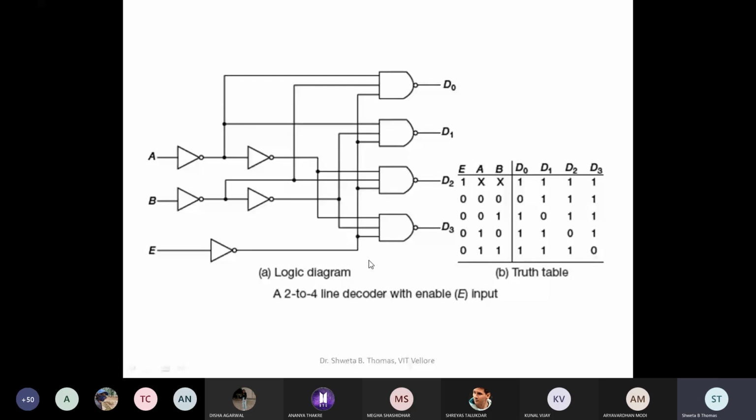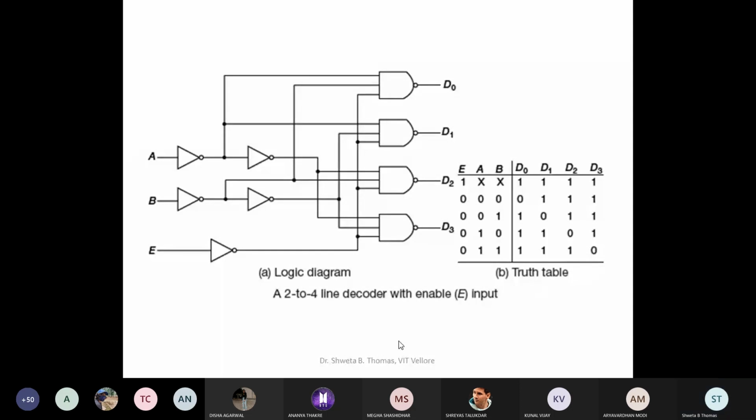Let me explain the circuit first. This diagram A is a logic diagram for the 2 to 4 line decoder with enable input. So what is the concept of this enable input? Here, you can see in the diagram, on E we have taken one NOT gate. That means when E is 1, the input becomes 0 because of the NOT gate, so we get it in the complemented form. So when E is 1, all four outputs D0, D1, D2, D3 will be equal to 1, regardless of the value of A and B.